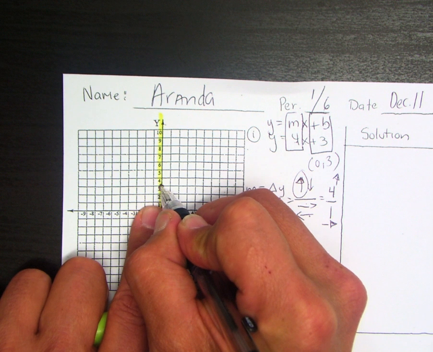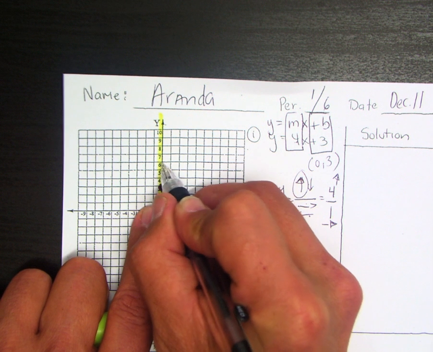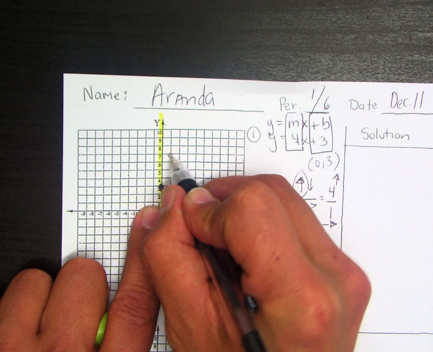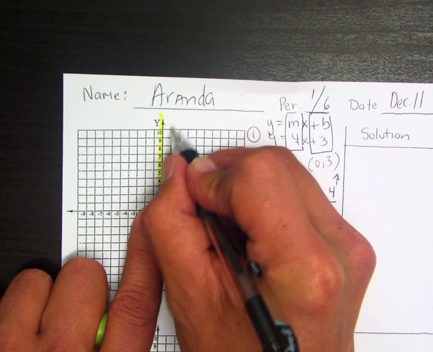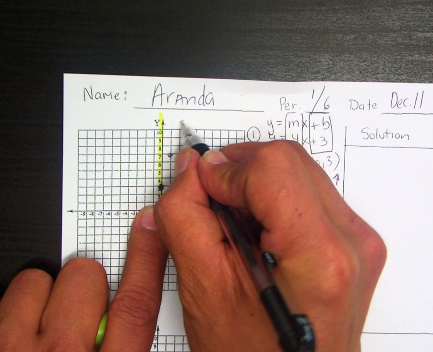4 up. Ready? Go. 1, 2, 3, 4, and 1 to the right. So that one would be about right there.